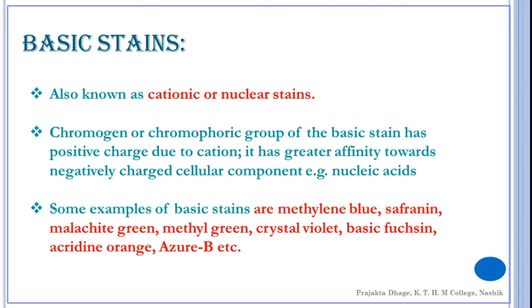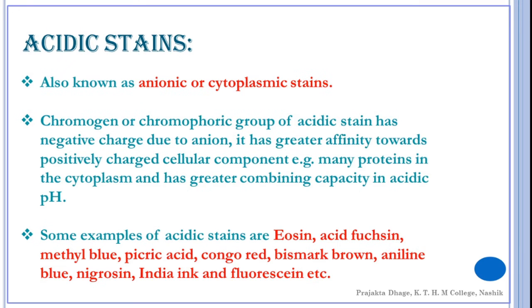Now let's move on to another type of stain, which is called the acidic stain. They are also known as anionic or cytoplasmic stains. They are called cytoplasmic stains because they are used to color the cytoplasmic component of the cells.